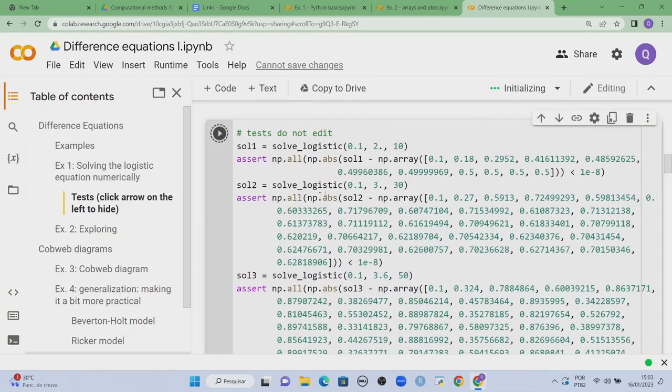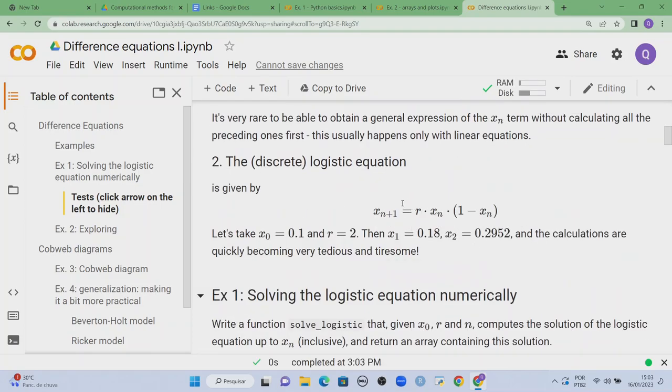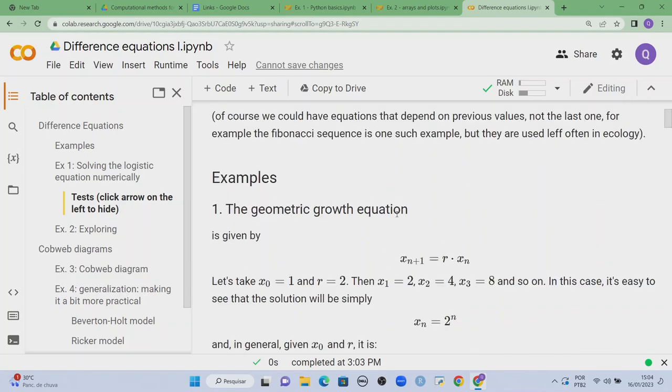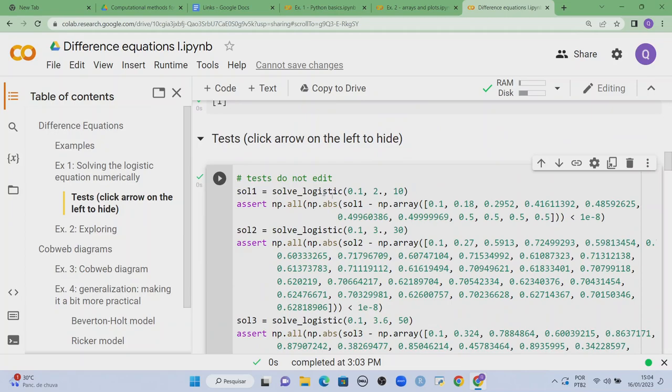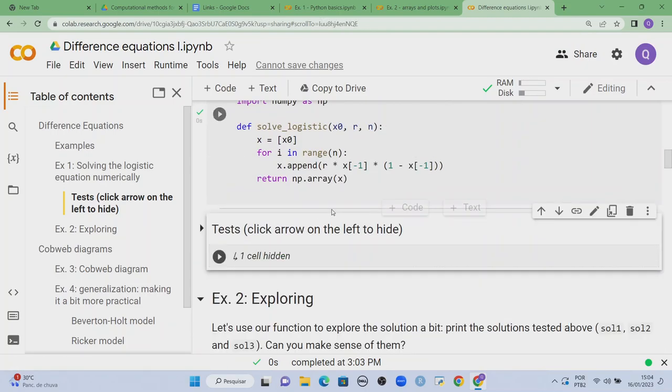So what do we want to do now? We want to look a bit at different solutions of this equation. We want to understand how this equation works, what kinds of solutions it gives and so on, depending on the parameter r. Did it run already? Yeah, it ran, the test passed. So if this passed the test, this means that we probably have done everything right. Let me hide this here.